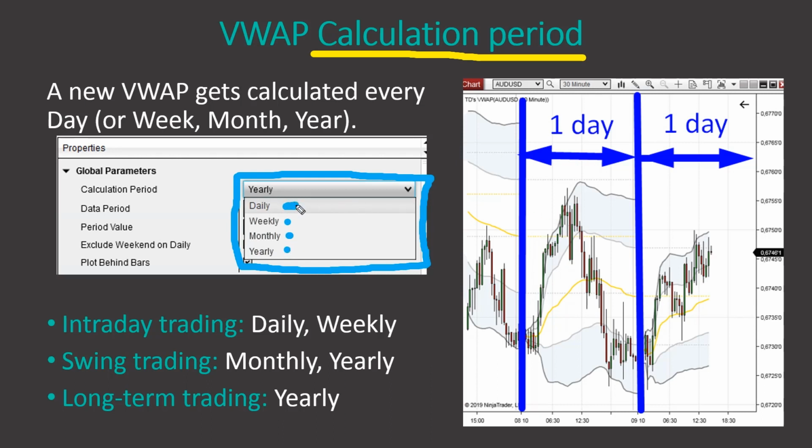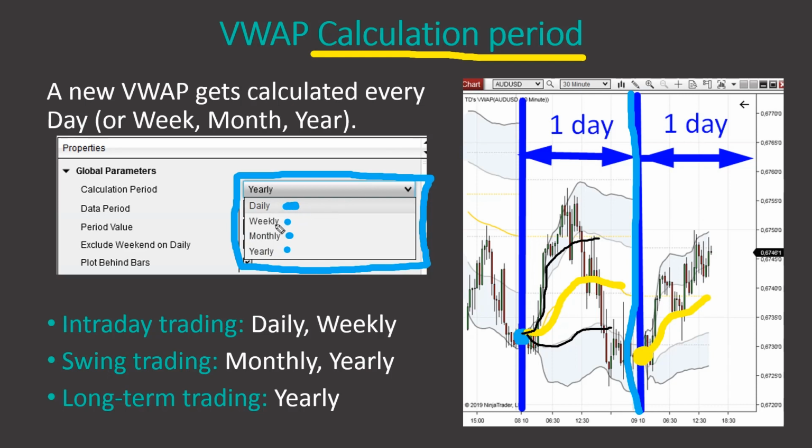The daily VWAP starts to calculate every day anew. So this is the start of a new day. The VWAP starts to calculate. Also, the deviations start to calculate. Then the day ends in here, and the calculation also stops. And as the new day begins, new calculation begins anew. So from here, new VWAP gets calculated every day. This is the daily VWAP.